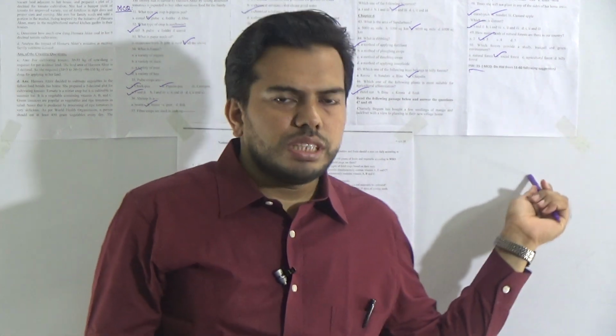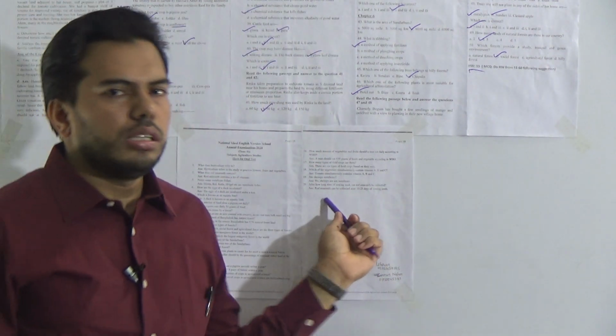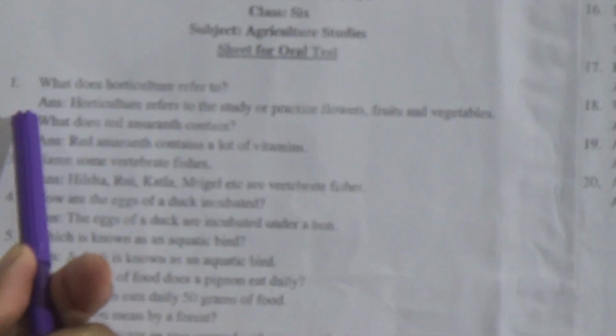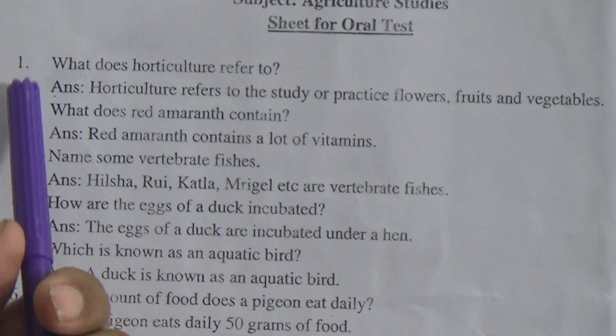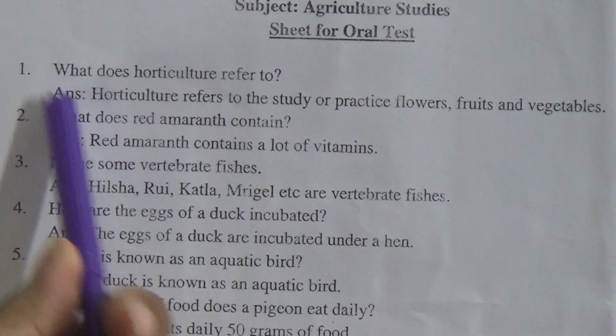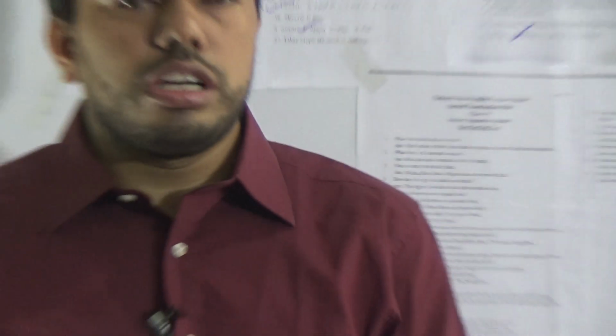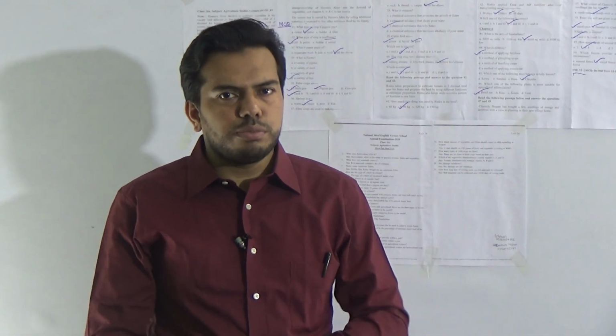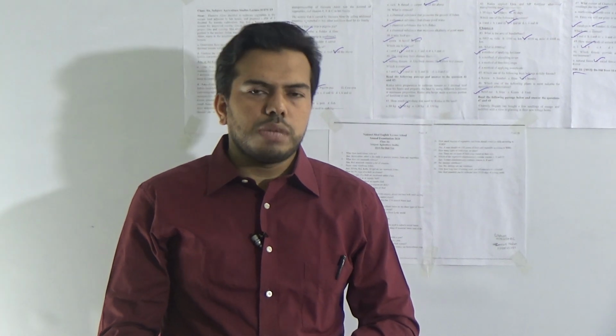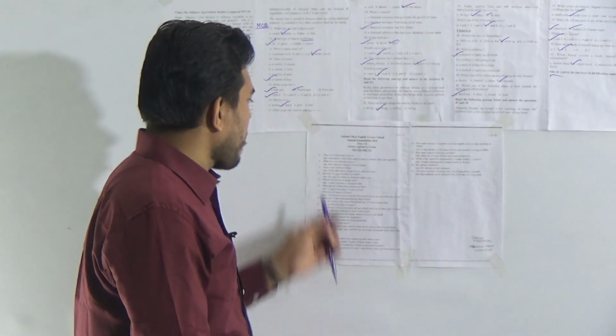Now I am requesting you to open your oral sheet. Agricultural studies for class 6, your oral sheet is here. Now let's discuss your oral questions. You must give the full sentence whenever you have a viva or oral test. You must say the full sentence.